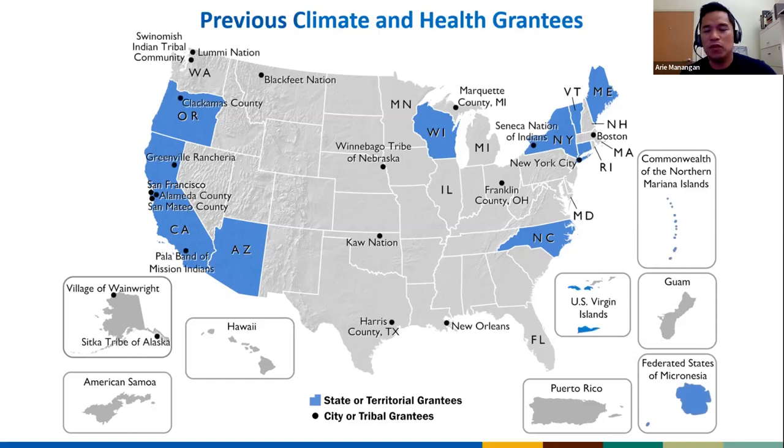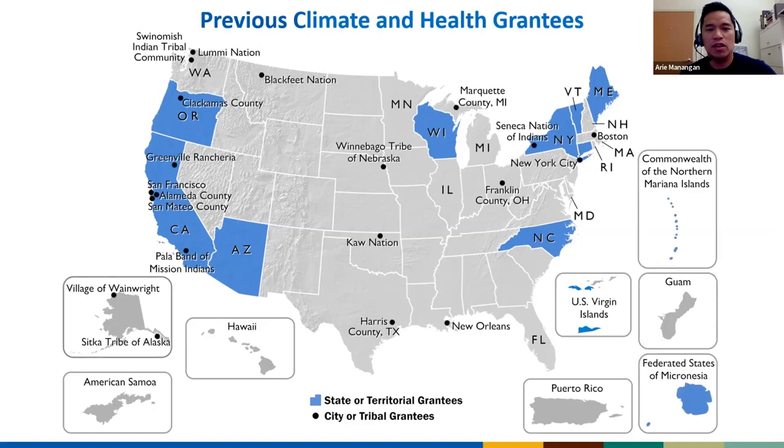And here's a map of previous grantees of the Climate Ready States and Cities Initiative. As you can see, we have supported a number of states, cities, tribes, and US territories to help build resilience to the health effects of climate change. Next slide.